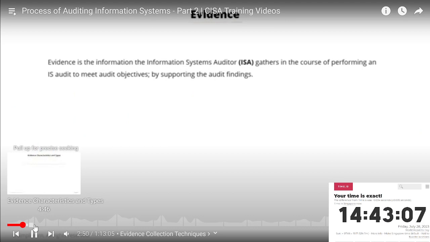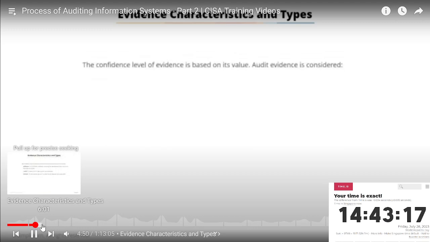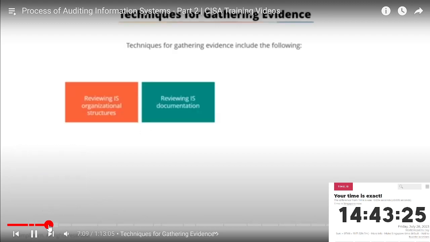Remember, evidence is the information that you're going to base your conclusions on. Now, there are different characteristics that we're concerned with in evidence. The confidence level of evidence is based on its sufficiency. And evidence that may not be useful, may not help your audit, but doesn't hurt the department will meet those objectives. Review the information system standards.